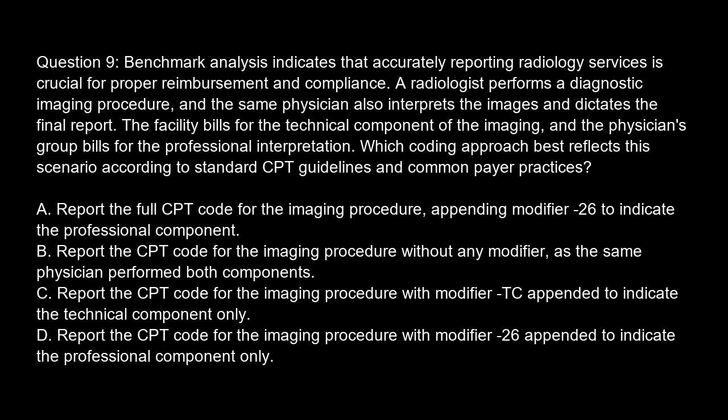Option A. Report the full CPT code for the imaging procedure, appending modifier -26 to indicate the professional component. Option B. Report the CPT code for the imaging procedure without any modifier, as the same physician performed both components. Option C. Report the CPT code for the imaging procedure with modifier TC appended to indicate the technical component only. Option D. Report the CPT code for the imaging procedure with modifier -26 appended to indicate the professional component only.